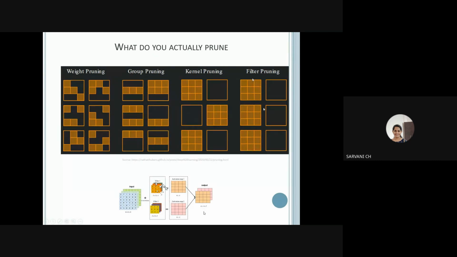Suppose in this diagram, you can imagine each column as a filter. The first column is filter one and the second column is filter two. If you see in the filter pruning here, this one is retained and the last one is completely pruned. Filter two is pruned. Now what happens to the output here? Only one filter is operating on this particular input and there will be only one activation map. So the depth of the output will also be decreased here. And filter pruning is the most efficient among all the techniques. As you can see, the final output which we are getting from a convolutional layer is decreased.